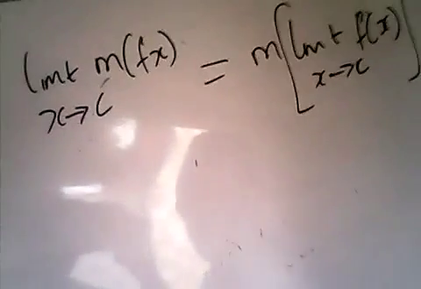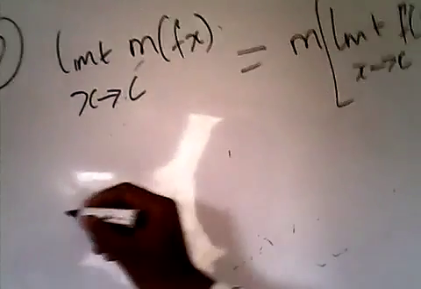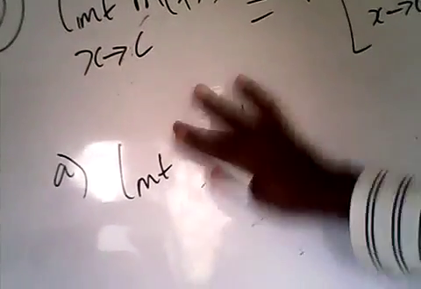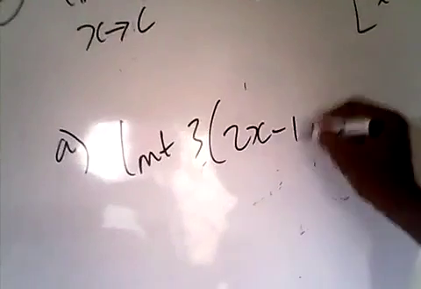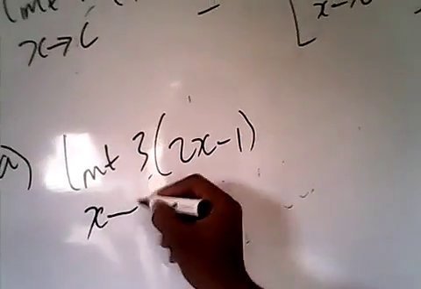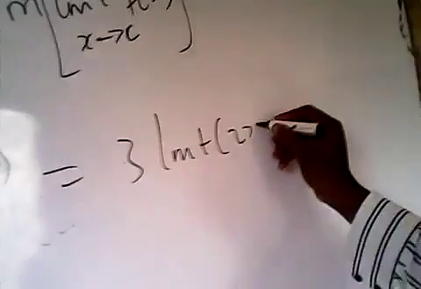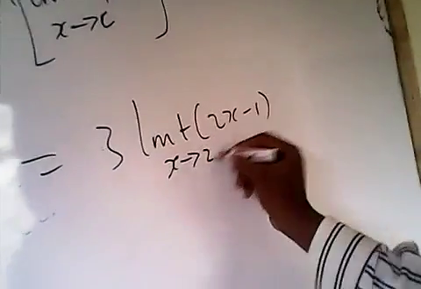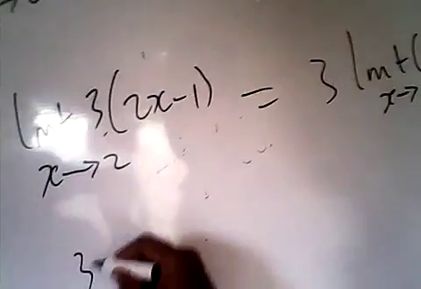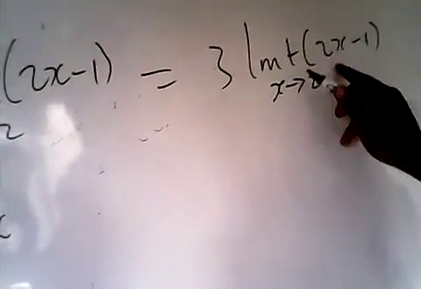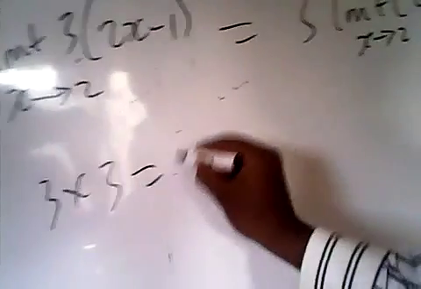Now, taking an example under that, we have to obtain the limit of this function. Example A, we have the limit of 3 times 2x minus 1 as x tends to 2. We simply have 3 times the limit of 2x minus 1 as x tends to 2. That is 2 times 2, 4, 4 minus 1, 3. 3 times 3, we have 9. So the answer is 9.